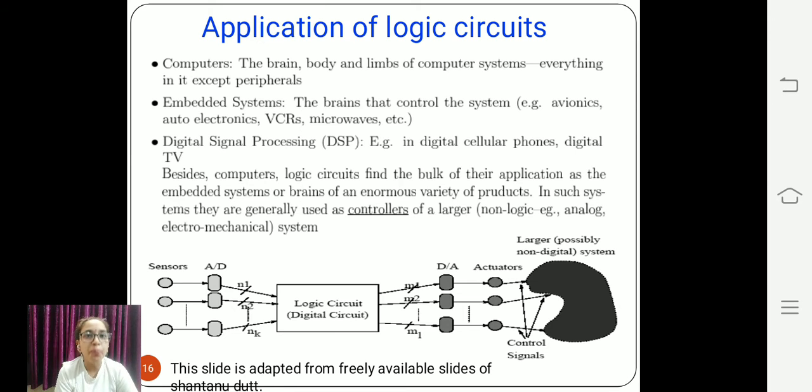Basically we are using computers. A computer has the brain, body and limbs of a computer system, everything in it except peripherals. In an embedded system, considering the same thing, there is a brain that controls the whole system.